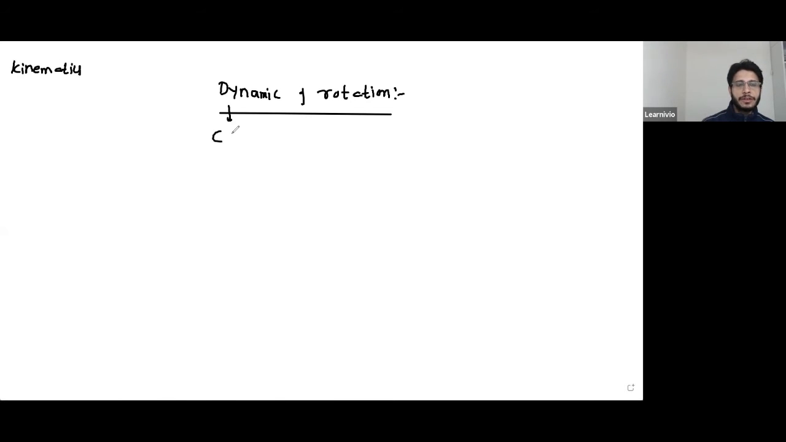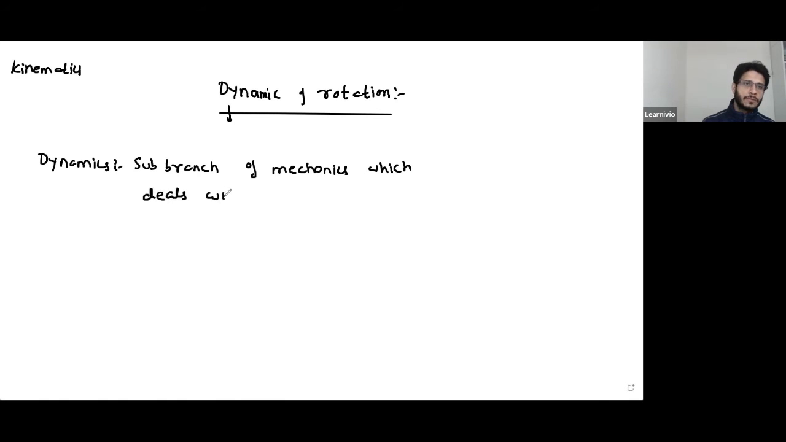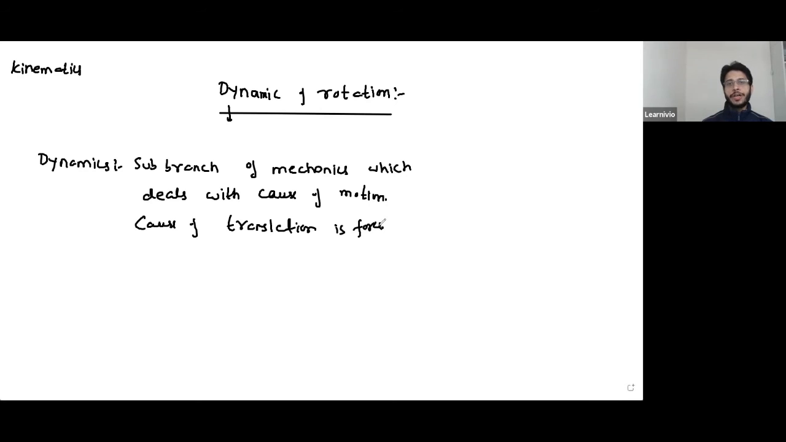So let's write what dynamics means. Dynamics is a sub branch of mechanics which deals with the cause of motion. In straight line motion, the cause is force. Cause of translation, straight line motion, is force. But the cause of rotation, if a body is rotating, is not force. The cause is torque. Cause of rotation is torque.